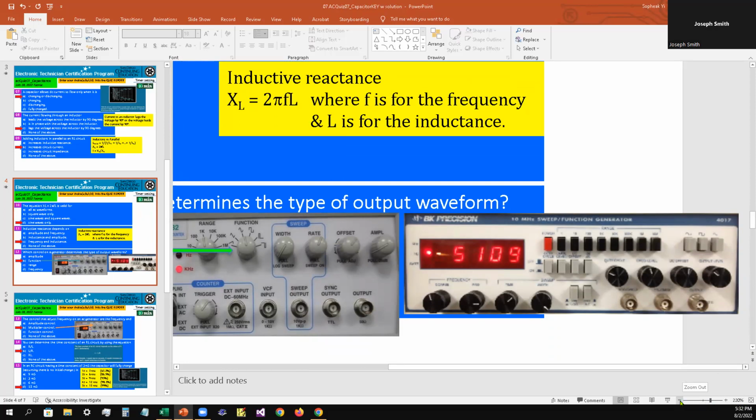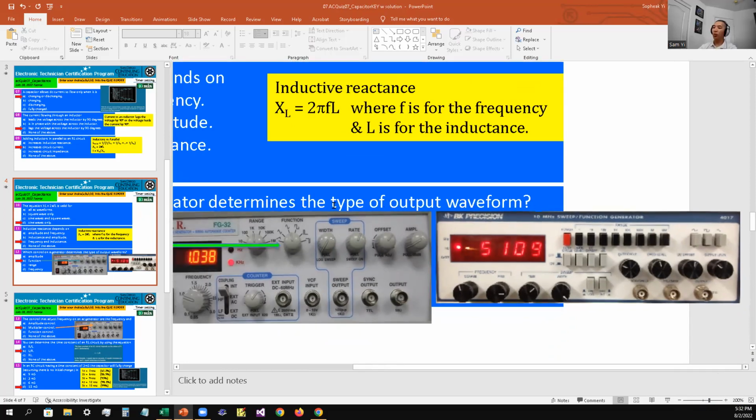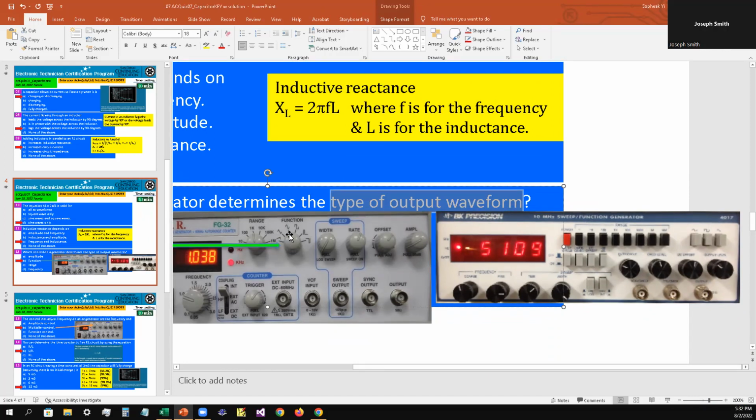What did the question ask, the scope or the generator? It asked about the type of output waveform, so this is the waveform that you can set up. You can set up a triangle, a sine, a square, or a leading edge or negative edge, so positive rise and negative rise. For this other generator, you can only generate three output waveforms: sine, square, and triangle.